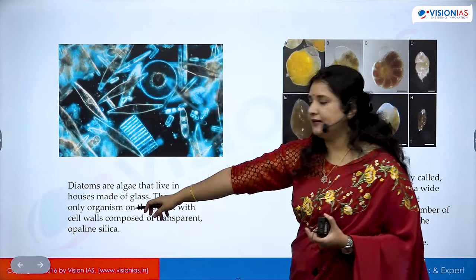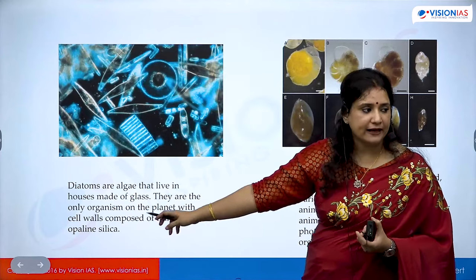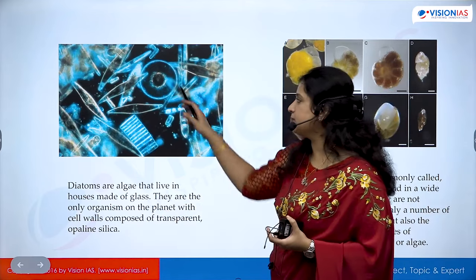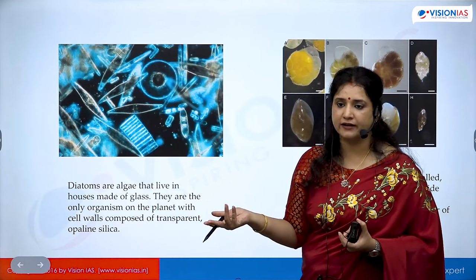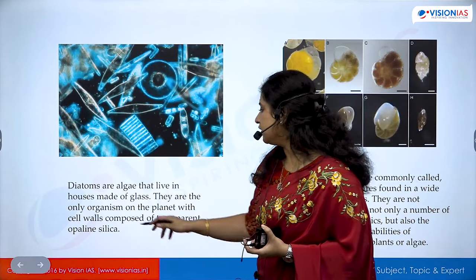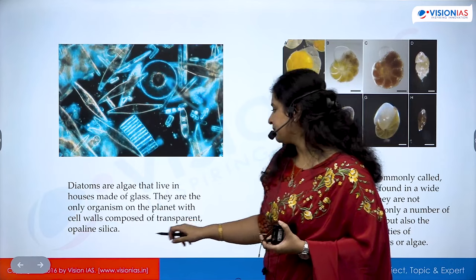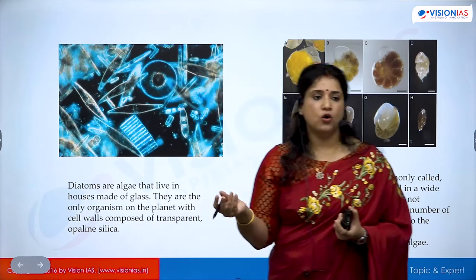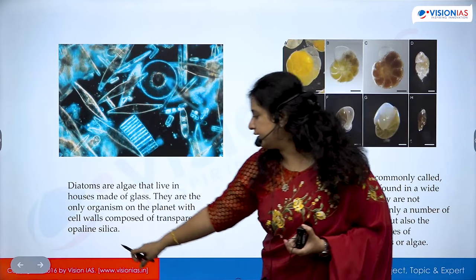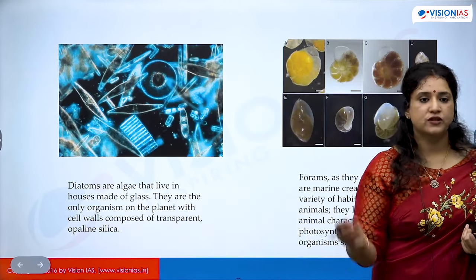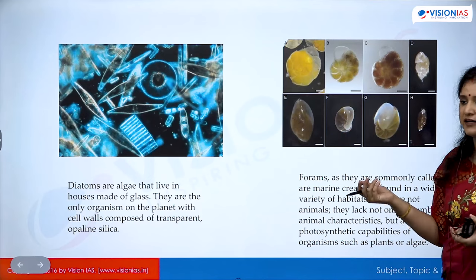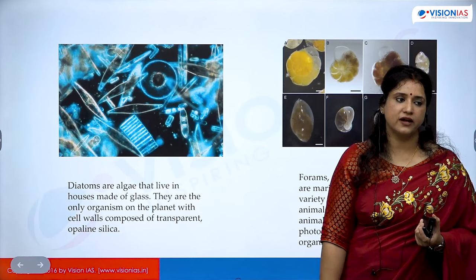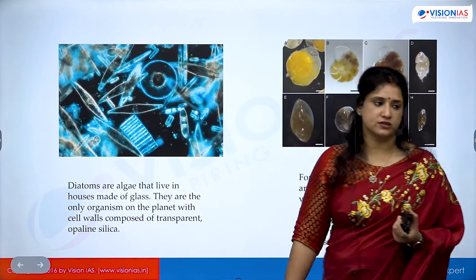Diatoms are again algae. Where you get algae, they are producers that live in houses made of glass. This is their characteristic. They are the only organism on the planet which have cell walls composed of transparent silica. So their cell walls are transparent in nature. This is what diatoms look like. And yes, they are producers.